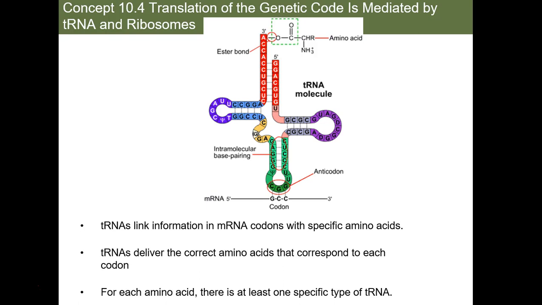Okay, we covered the genetic code, mutations to the code, and how it affects the codons. But how does translation actually happen? Well, it cannot happen without the help of transfer RNAs, or tRNAs for short. tRNAs link information in mRNA codons with specific amino acids. tRNA delivers the correct amino acid that corresponds to each codon. For each codon, there's at least one specific type of tRNA.